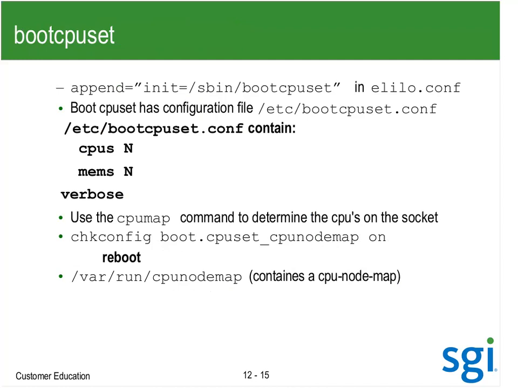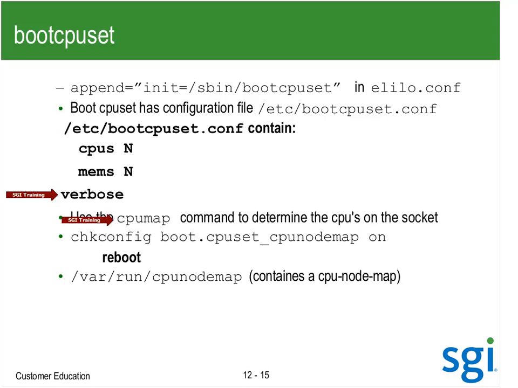So the other thing we already did yesterday was I went into my elilo.conf file and created, in the append statement, an init equals. In some cases, I might create a separate stanza, clone the stanza, and have one that is without a boot cpuset and one that's with a boot cpuset. And then I created a bootcpuset.conf file. And again, I chose socket 0 for my boot cpuset. And I showed you the verbose yesterday as well.